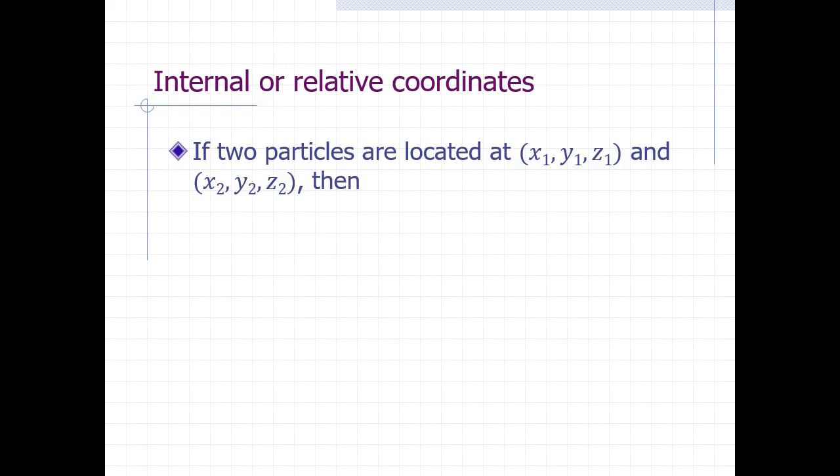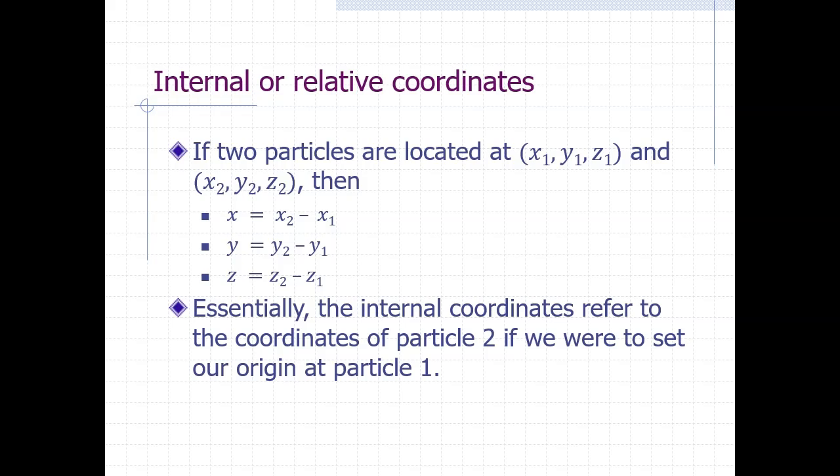If two particles are located at coordinates x1, y1, z1, and x2, y2, z2, then the internal x-coordinate, symbolized here by lowercase x, is defined as x2 minus x1. Likewise, the internal y and z coordinates are defined as the difference between the corresponding coordinates for particles 1 and 2. Think of the internal coordinates as where particle 2 would be located if we were to set our origin where particle 1 is located. The internal coordinates tell us where particle 2 is relative to particle 1.